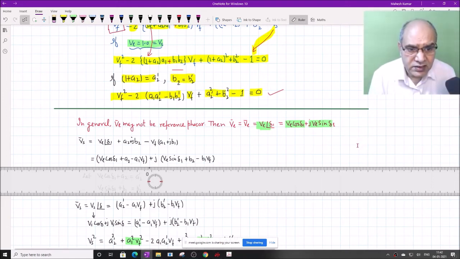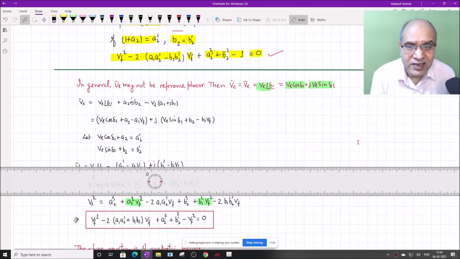In that case, we again rewrite the first equation: BS is equal to BL angle of delta 1, the voltage across the load, plus the drop across the feeder A2 plus J B2, minus BF angle of VF.